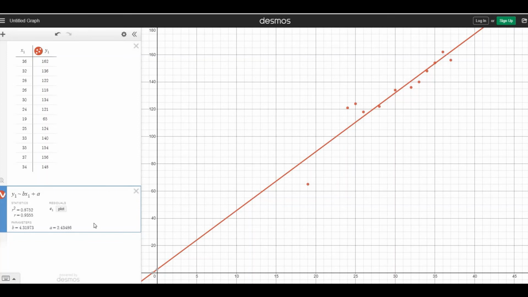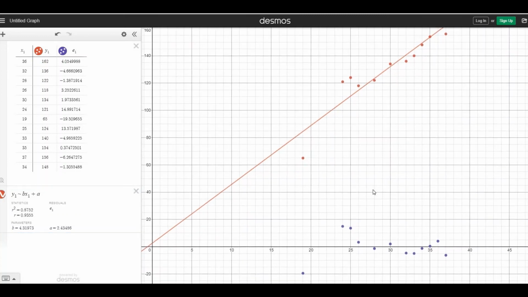Now, the other thing we're going to have a look at is the residuals. You can see here it allows me to plot my residuals. My residuals is basically the difference between each piece of data and the model that's been created. So let's plot these residuals and see what that looks like. I'm just going to move my screen up because I'm missing my first one.